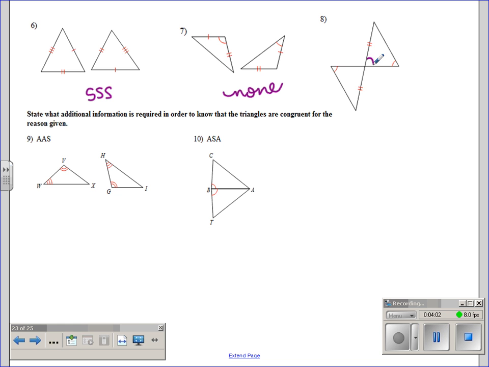Number 8, we have some vertical angles we can assume. So we can put those in, and then this would be angle, angle, side. Now to get us ready for proofs, we need to figure out what additional information we need to have. Since we're trying to prove angle, angle, side, notice that they gave us 2 pairs of angles, so I don't need the angles. What I do need is the side. However, the side cannot be in the middle between the angles given. So one possibility could be right here, that VX would be congruent to GI.